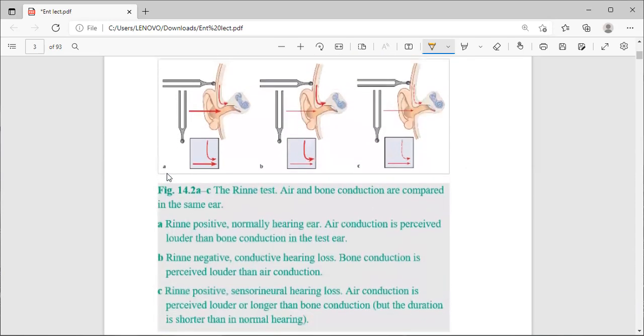Now let me tell you briefly about the Rinne test and Weber test. Now about the Rinne and Weber test, look at A one. Rinne is positive in normal hearing: air conduction is perceived louder than bone conduction. So normally this is a normal image, the first one is a normal image.